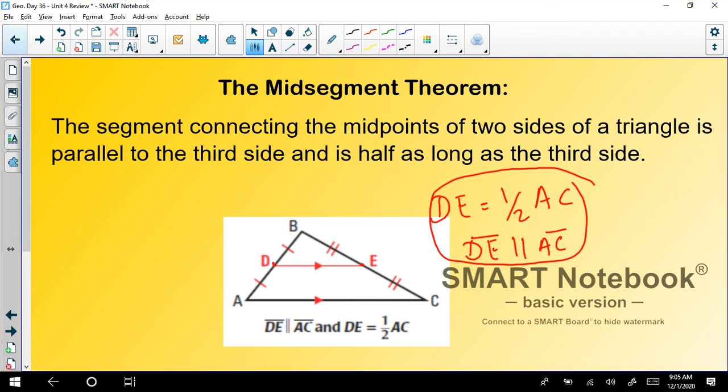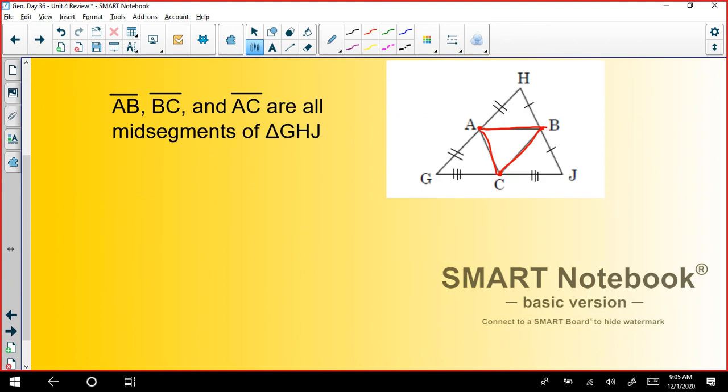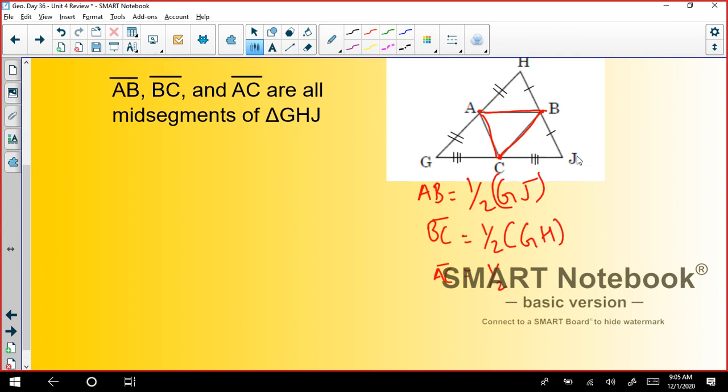Okay, for example, in the previous slide, AB is your mid segment. AB will be equal to half of this particular side GJ by the mid segment theorem. Same way, BC will be equal to half of the opposite side, so I'll have BC equal to half of GH. And AC is equal to half of HJ.